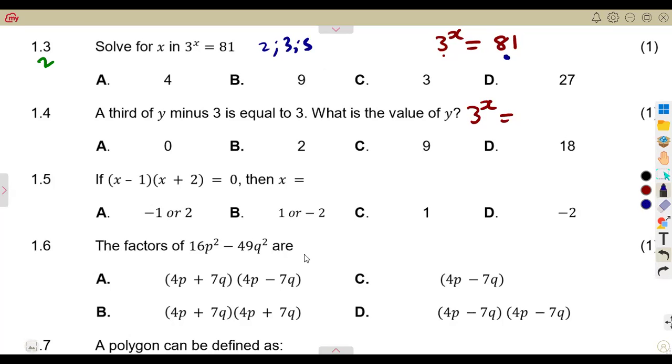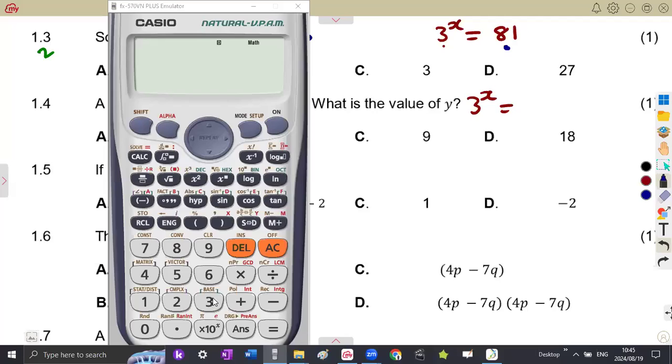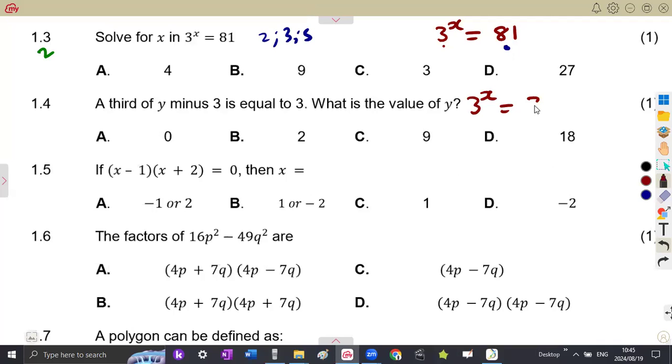This is where your calculator plays a role. If you don't understand, you can just try 3 to the exponent of 2. You see, this is 9. You move on to the exponent of 3, you get 27. To the exponent of 4, then you see this is 81. So you can see 81 can be written in the base of 3, that's 3 to the exponent of 4.